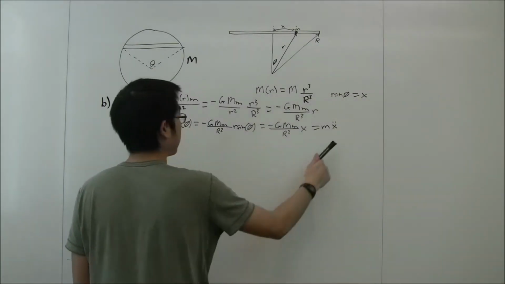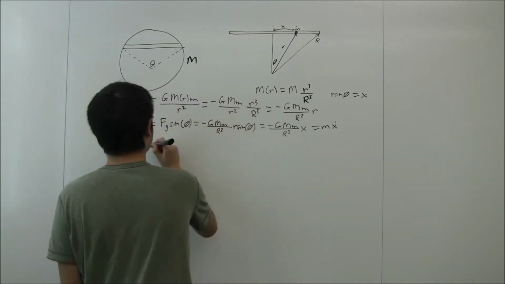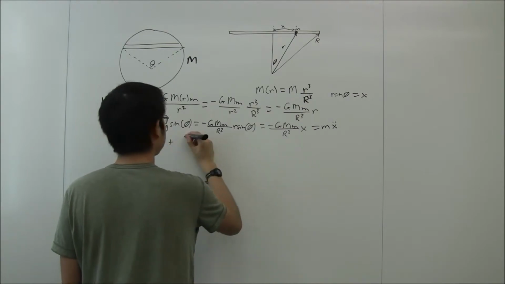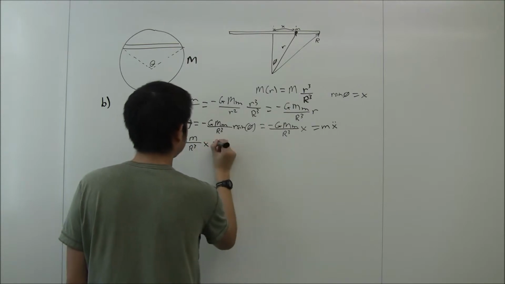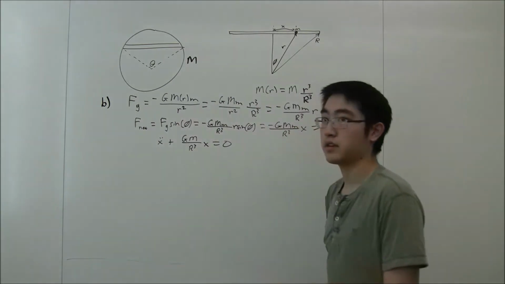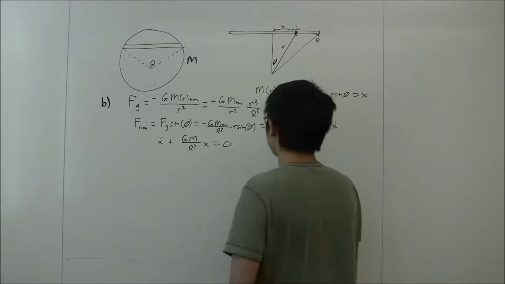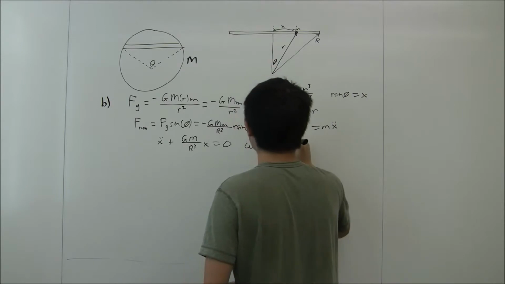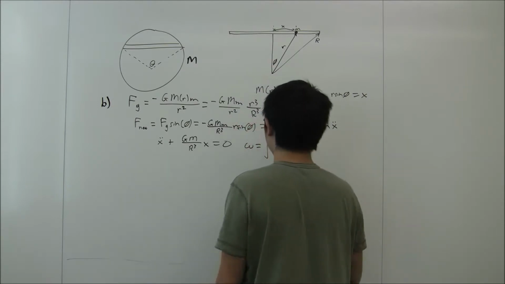So now if we move the m x double dot to one side and divide by little m, we get that x double dot plus big G times big M over big R cubed times x is equal to 0. Now this is just the equation for simple harmonic motion, whose angular frequency, omega, is given by the square root of big G times big M over big R cubed.